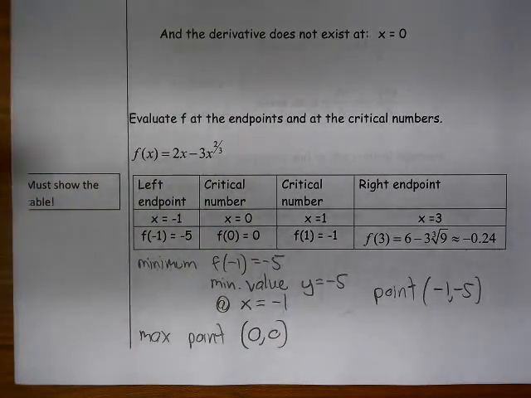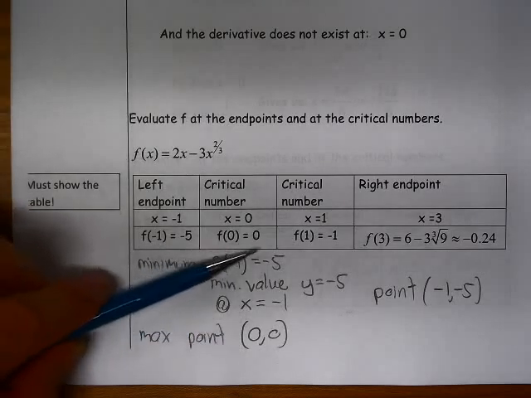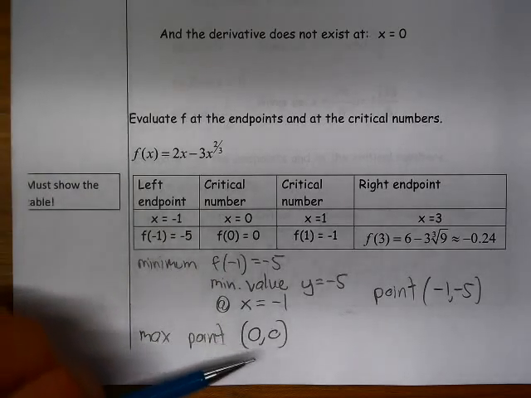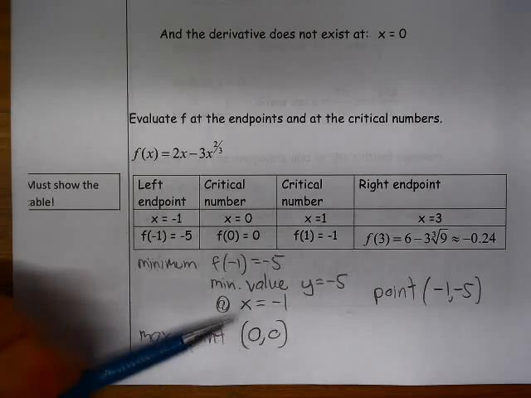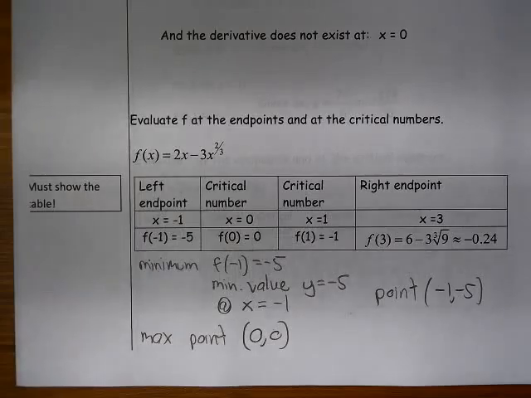And again, we might be asked what's the maximum value of this function. In this case, the maximum value is 0. And it might be asked at what x value the maximum occurs. In this case, that would also be x equals 0.